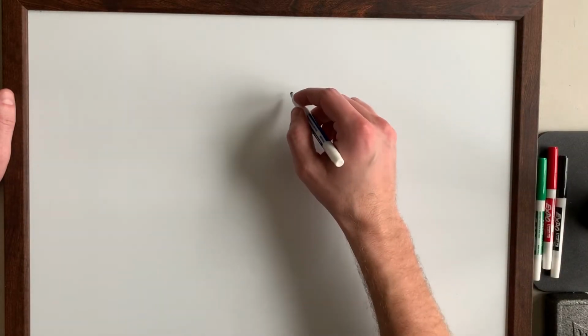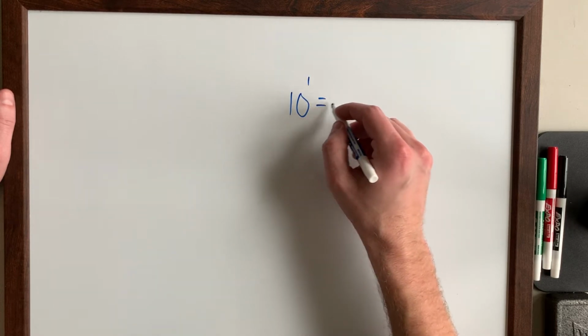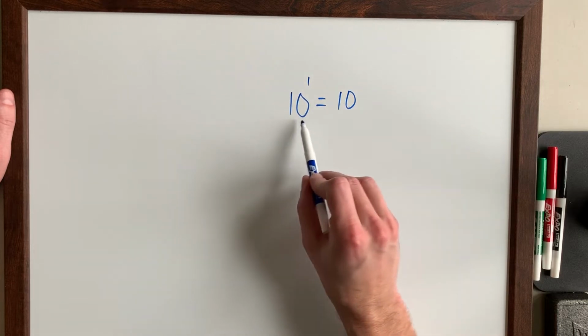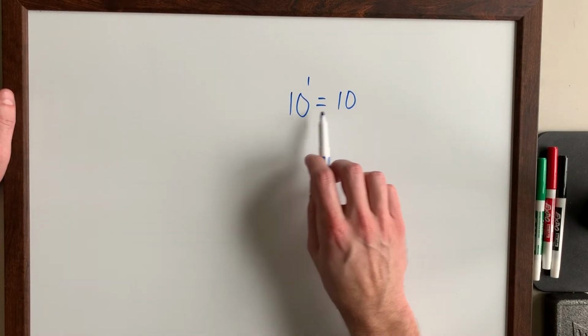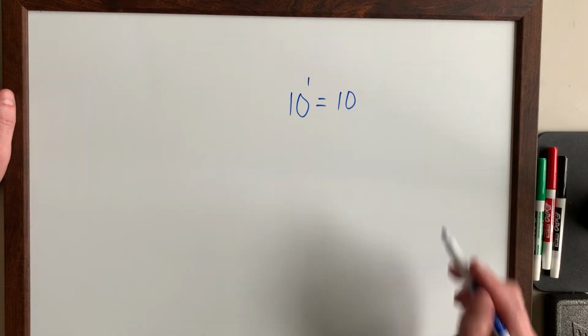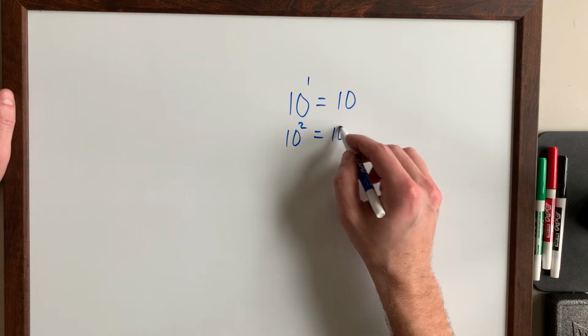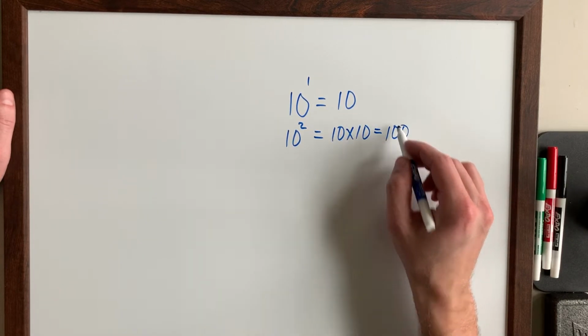If we're going to talk about multiplying by powers of 10, we're going to have to know what a power is. Power is another term for exponent, and it tells you how many times a number is multiplied by itself. So here, 10 to the first power is just 10. 10 to the second power is the same as 10 times 10, which equals 100.